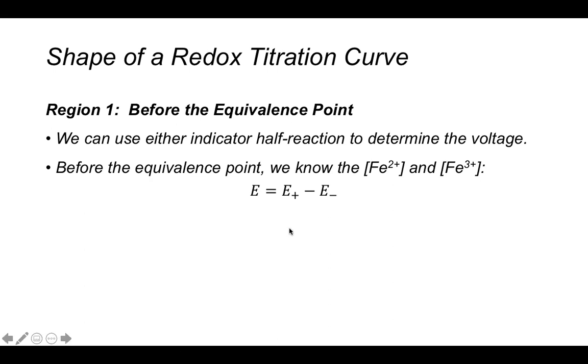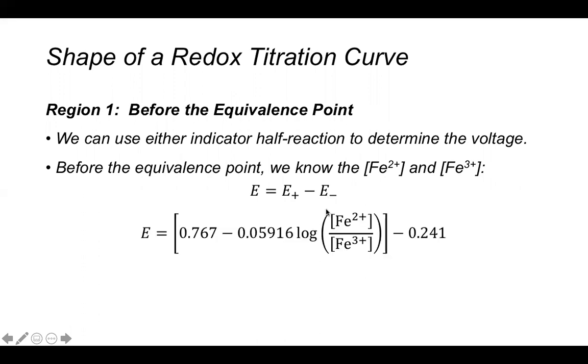So the potential is equal to the difference of the positive and the negative, the reduction and the oxidation. Here we have the Nernst equation for that. This is our reference electrode, which is our standard calomel electrode. Then we have the term based on the reaction quotient of the iron 2 plus and the iron 3 plus. We have the standard potential for that reduction. And this is the part related to the concentrations of the species present.